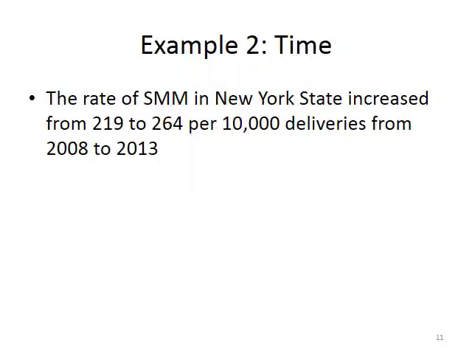The rate of severe maternal morbidity has increased from 219 per 10,000 deliveries in 2008 to 264 per 10,000 deliveries in 2013. This rise in severe maternal morbidity over time suggests the need to consider ways in which this trend can be reversed.